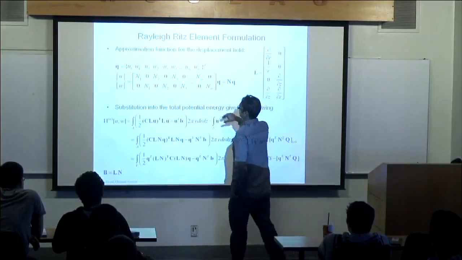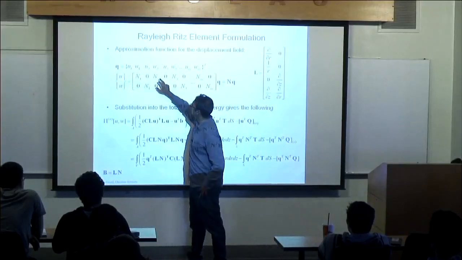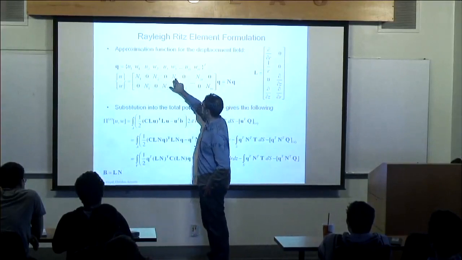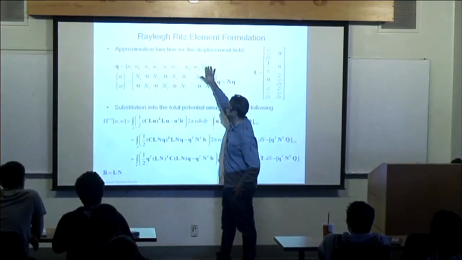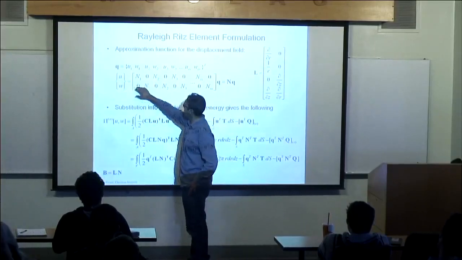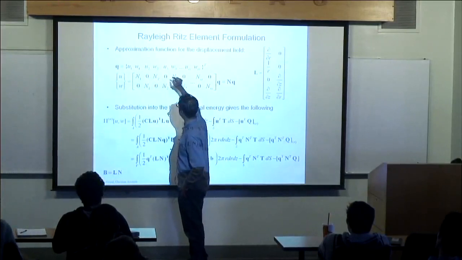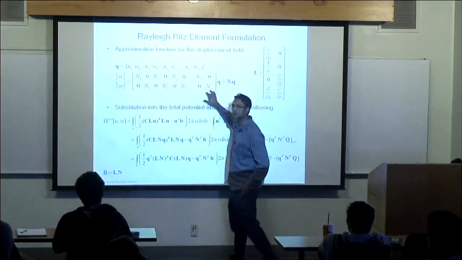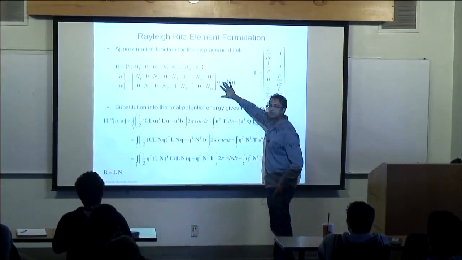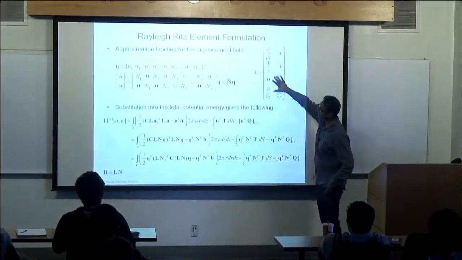So you can see that U becomes equal to N1 times U1, N2 times U2, plus N3 times U3, and so forth. And then for W, we're going to use the same interpolation functions, and I get N1 times W1, N2 times W2, plus N3 times W3, and so forth. I can put everything in compact form, N bold, Q bold. I'll make L bold into this, right?